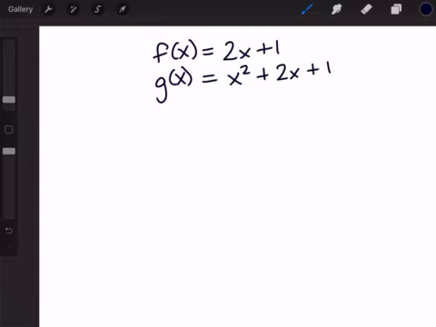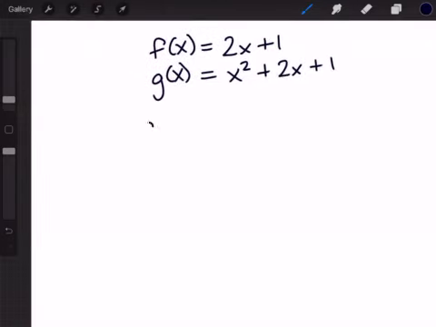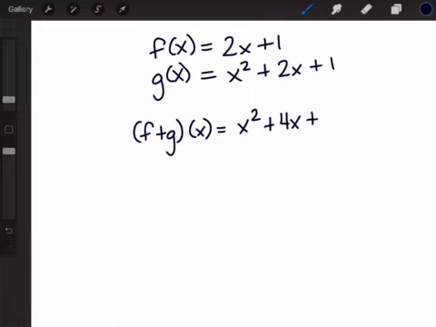If I have both of these, and let's say I want to combine them, we can do f plus g of x. Well, we know that we would combine our like terms so that I'd have x squared, because there's only one x squared, plus 4x plus 2. And this part you seem to understand pretty well.